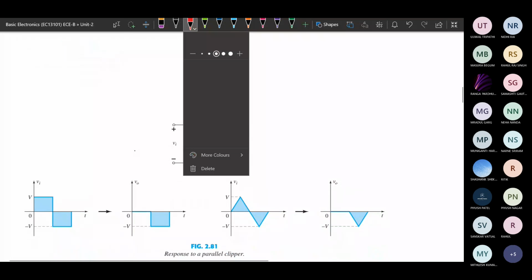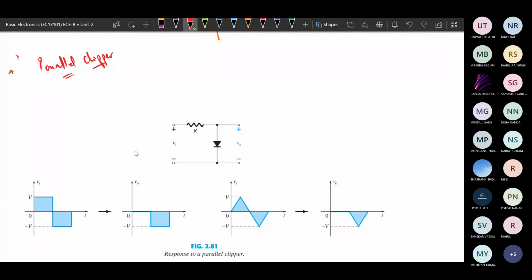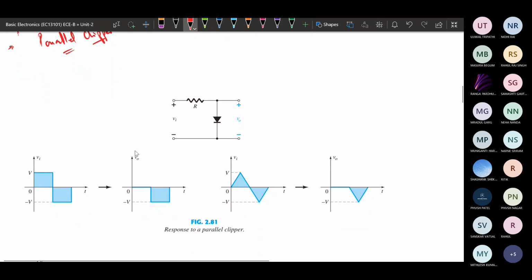The next one is parallel. So basically parallel clipper circuit means we are getting the output in parallel with the load. So whatever load resistance is there, there is some load resistance also. So if this is the load resistance, whatever voltage across the load resistance will be there, the same voltage will be across the diode. So it is either the voltage across the diode or the voltage across the load resistance. So here the load resistance is in parallel with the diode.